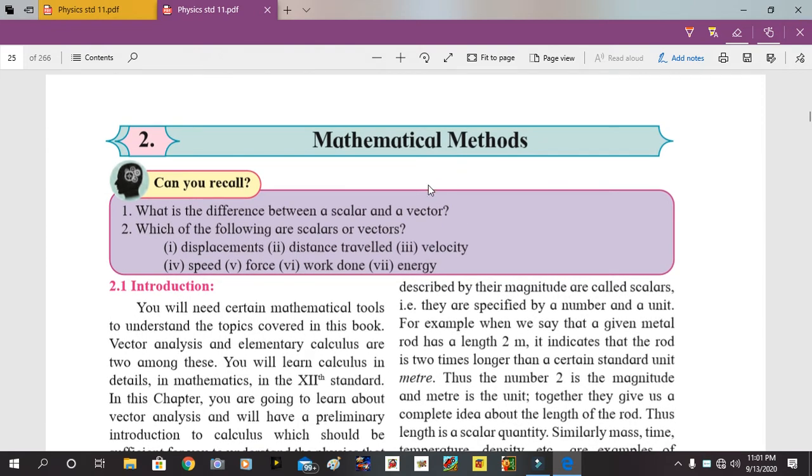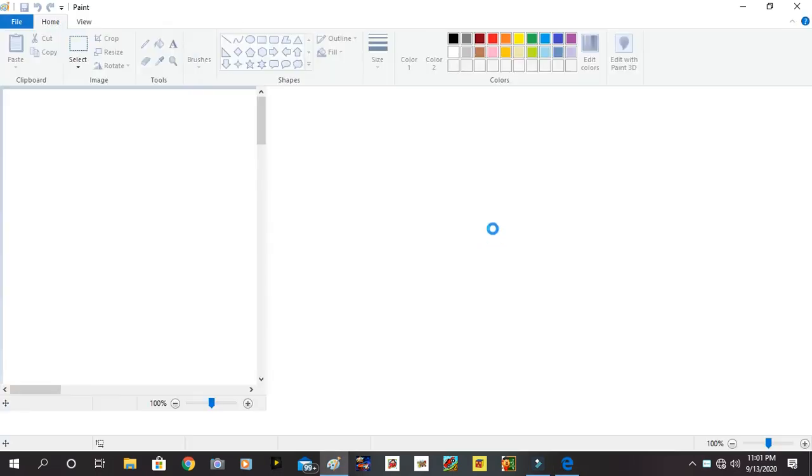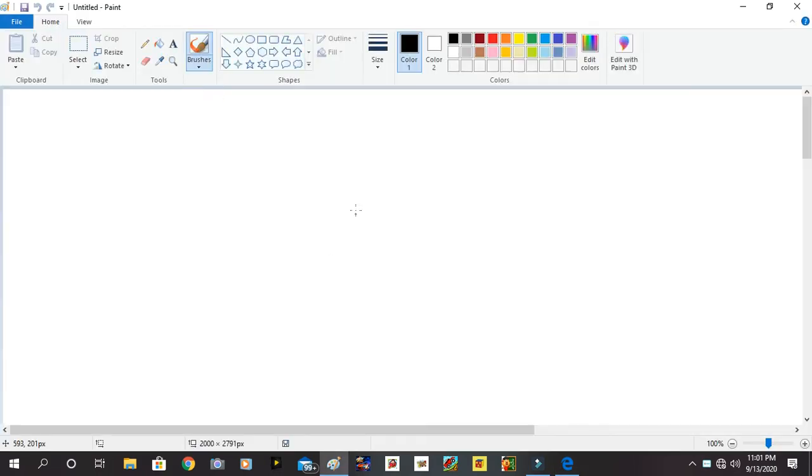So, what are the mathematical methods? First, we shall clear one important term called scalar and vectors. So basically, when we are dealing with the terms called scalar and vector, then at the same instant, we should remember the previous lesson, that is units and measurements also.